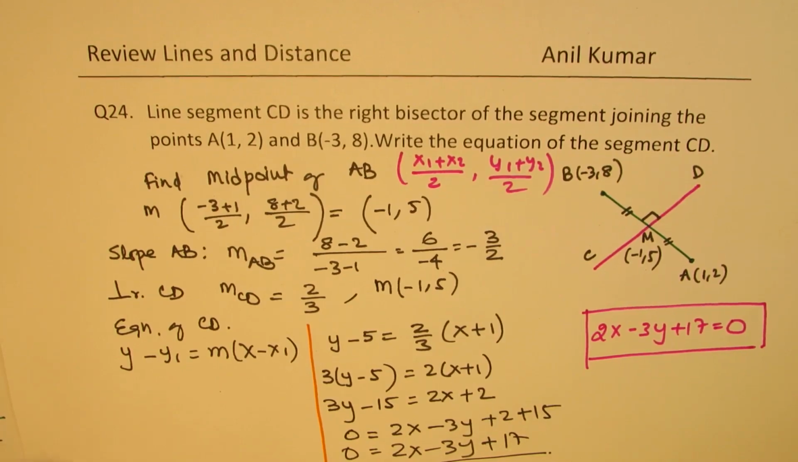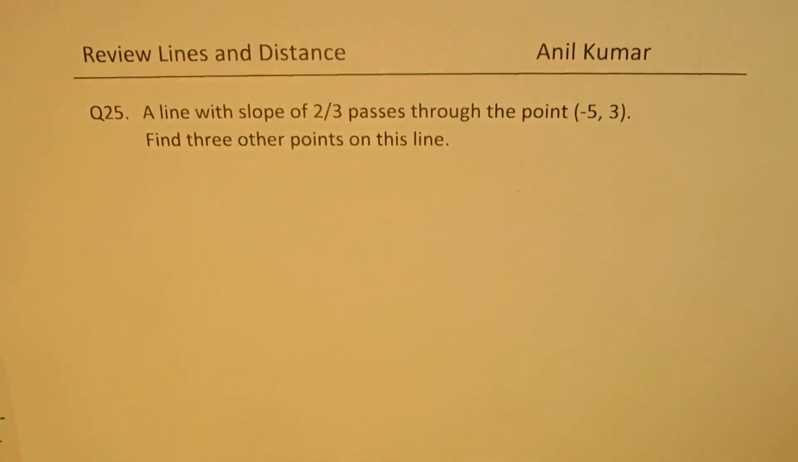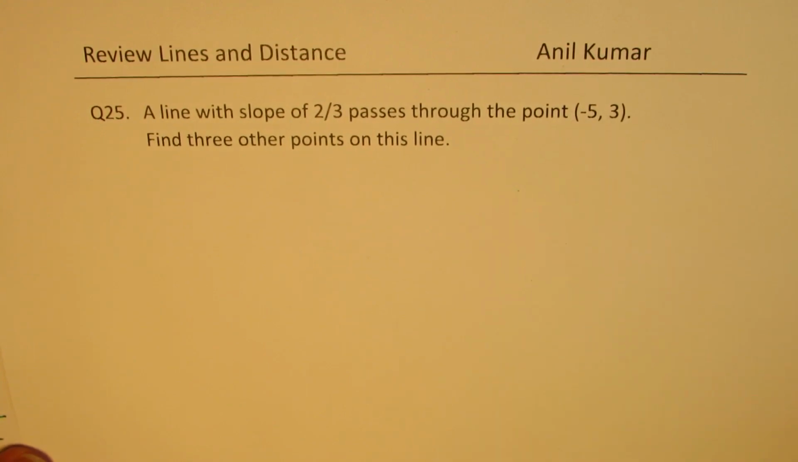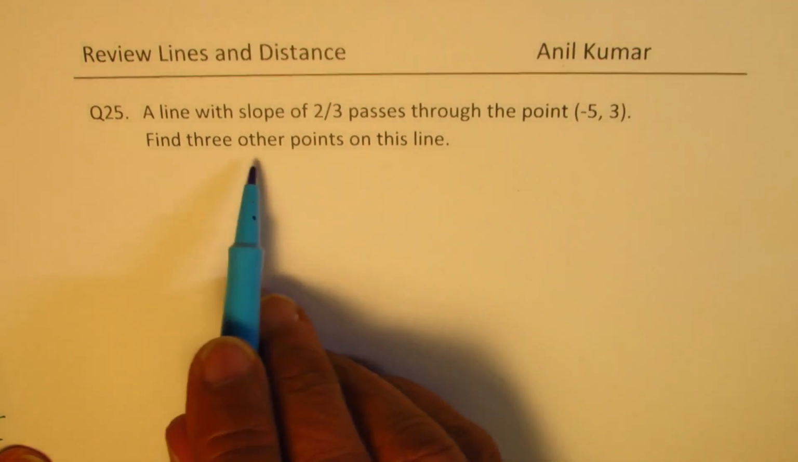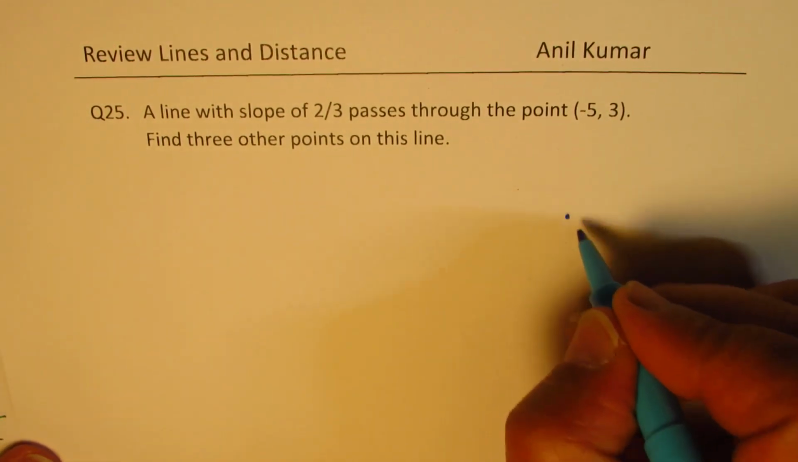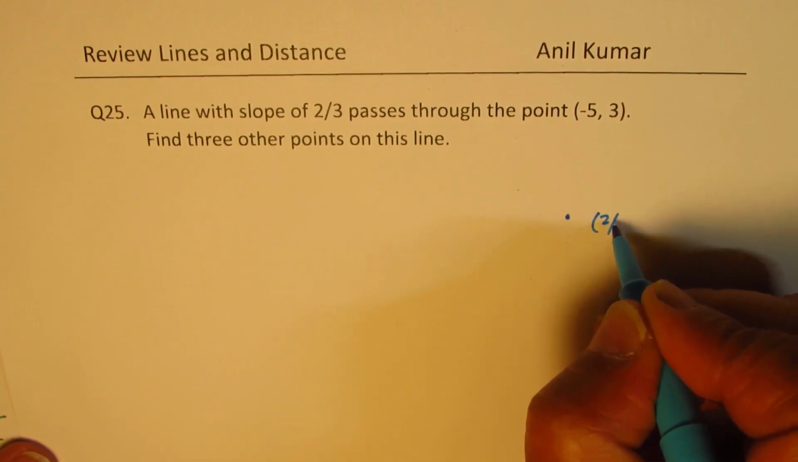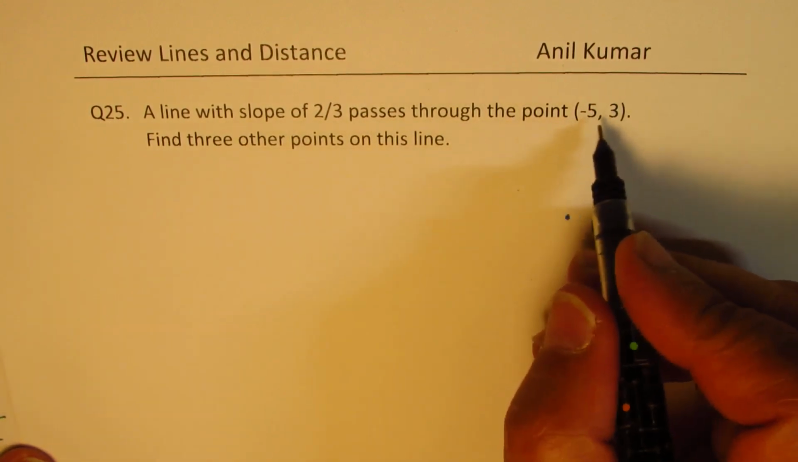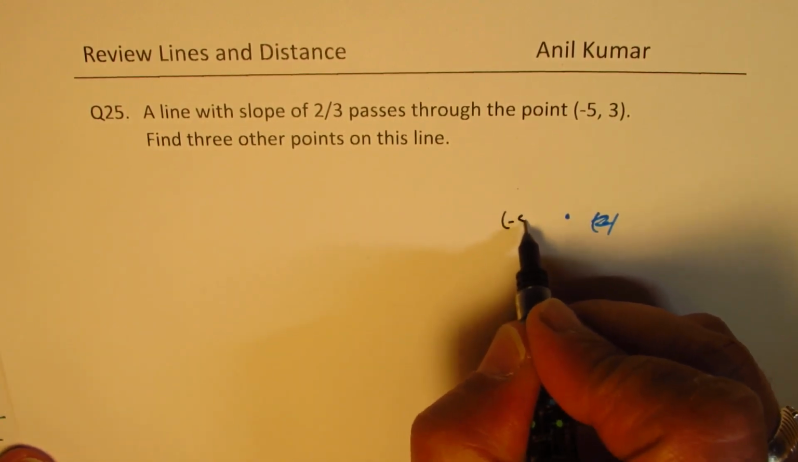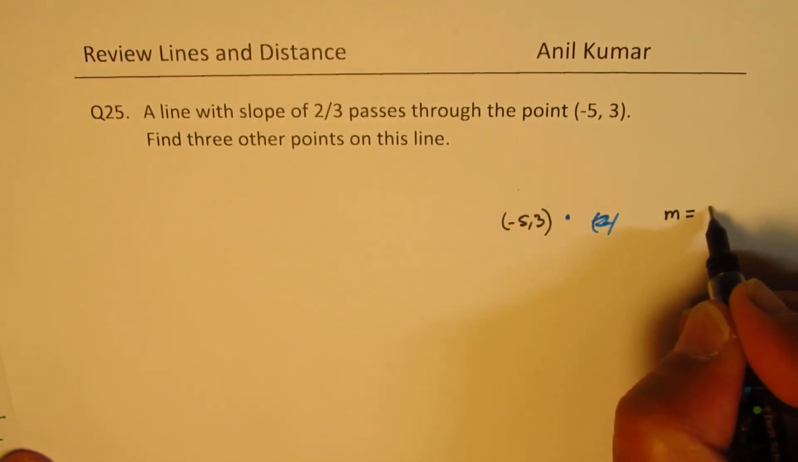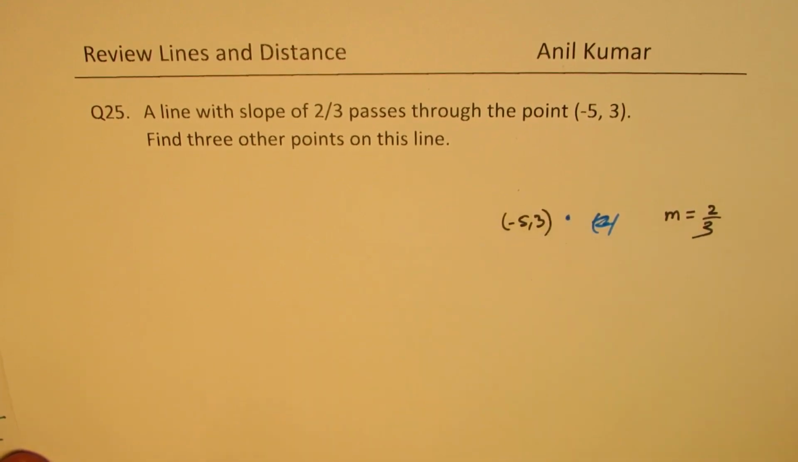Is that clear? So we are almost at the end. The last question now is question number 25. A line with slope of 2 over 3 passes through the point minus 5, 3. Find 3 other points on this line. So that's a very good question. So let's say we have a point here, which is minus 5, 3. Correct. We are given slope m equals 2 over 3 from this point.